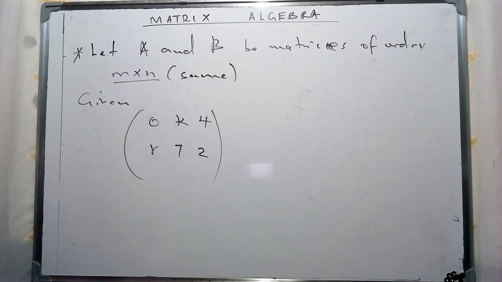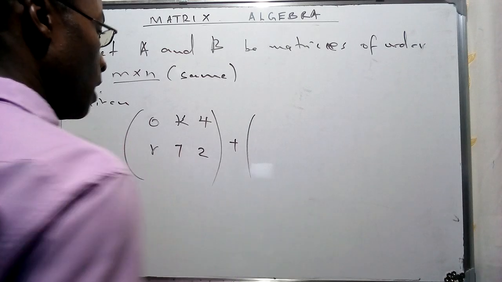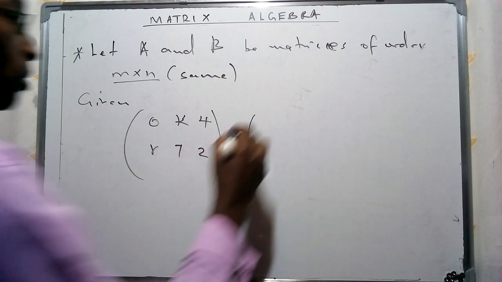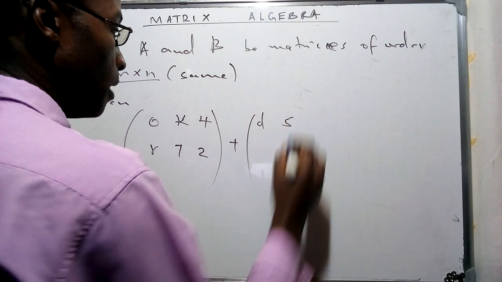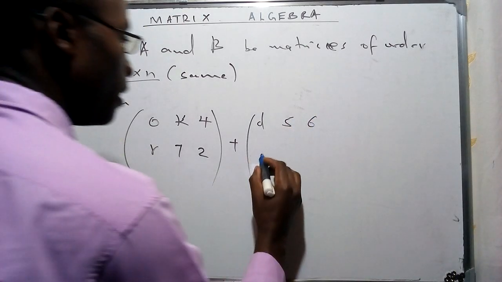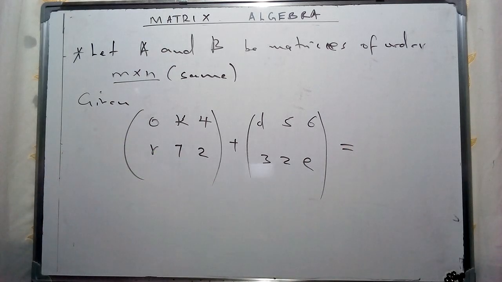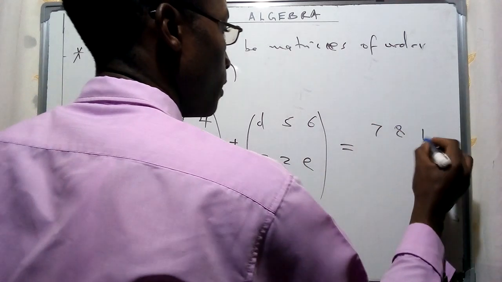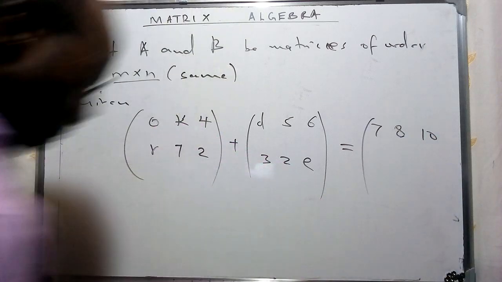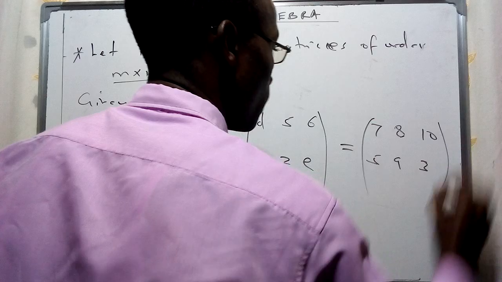So this is going to consist of specific values and, of course, unknown values of this specific matrix. And if we have that one added together with D, perhaps that's going to be forming 5, 6. And then we have 3, 2, E given as such. And this is equivalent to the values of 7, 8, 10 for the first row. And then we shall have 5, 9, 3 for the second row given as such.